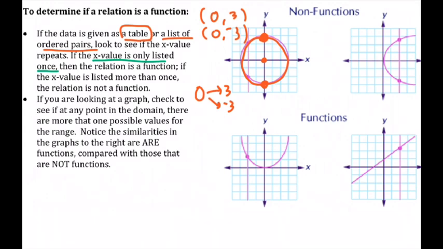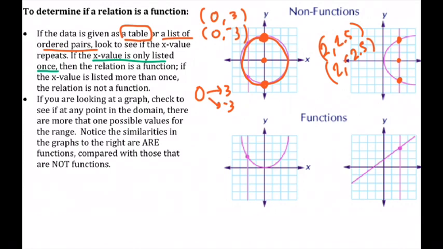If I look at this other one to the right, this is kind of a parabola on its side, and if you go to, say, 2 on the x-axis, it has an output of positive 2.5 and negative 2.5. So an input of 2 has an output of 2.5, and it has an output of negative 2.5. And so that makes that not a function.